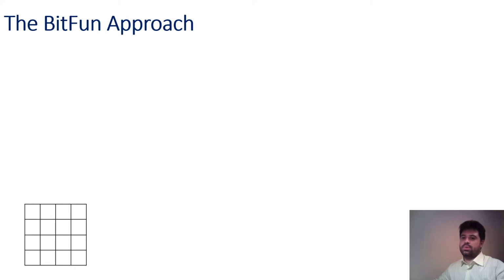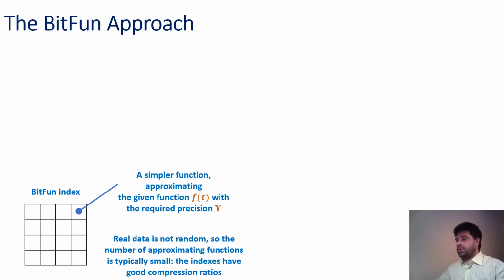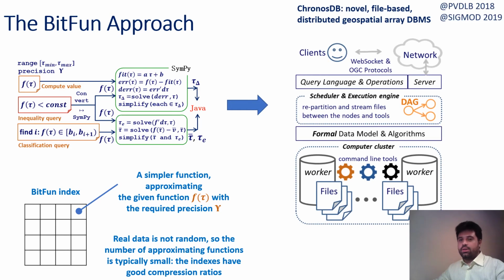The BitFun approach from a bird's eye view looks as follows. The BitFun index contains identifiers of simpler functions approximating the given function with the required precision. Real data is not random, so the number of approximating functions is typically small, and the indexes have good compression ratios. BitFun can answer three query types, namely compute function values, evaluate inequality, and perform classification. BitFun is integrated into ChronosDB, novel file-based distributed geospatial array DBMS.